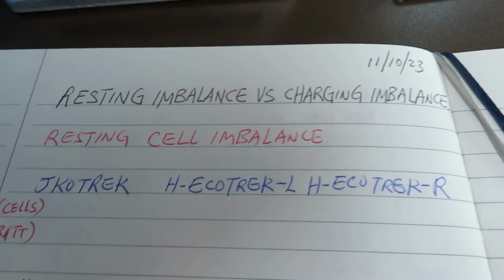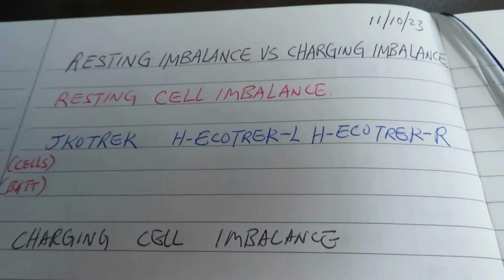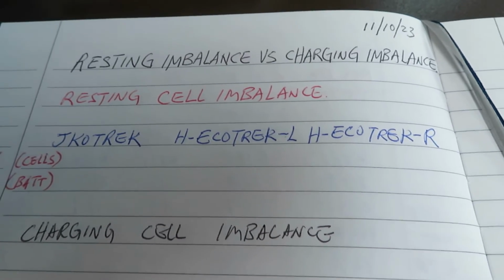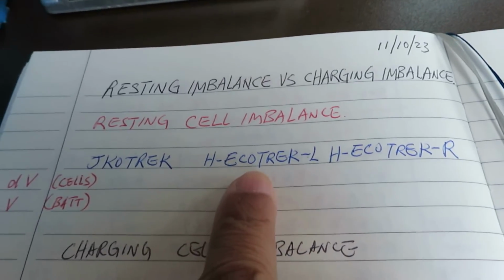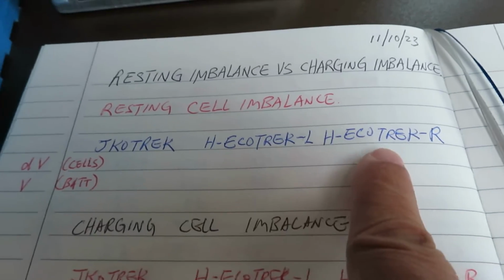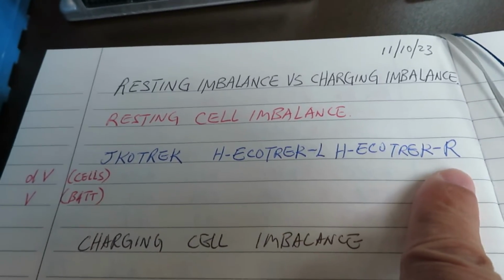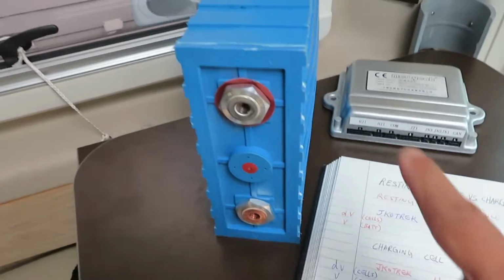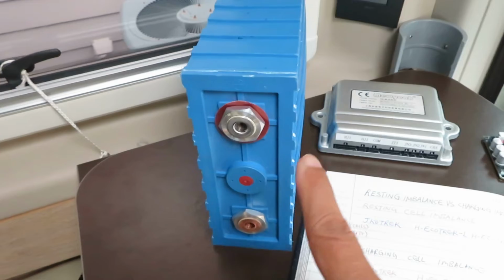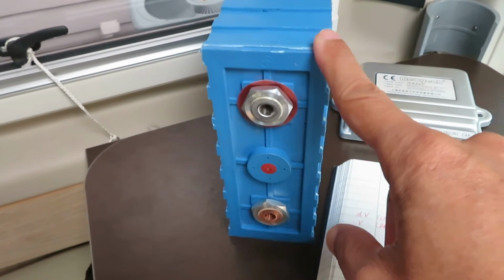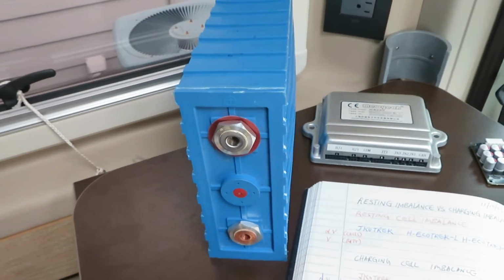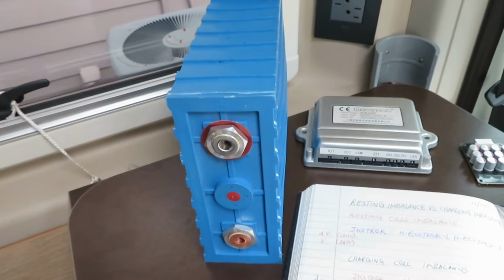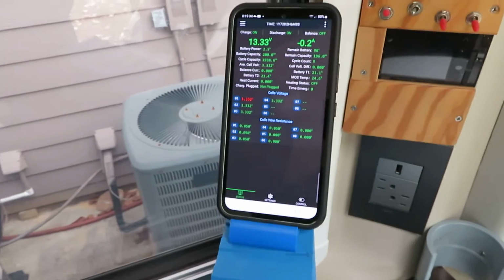So first of all, let me tell you the battery system I have right now. I have a JK battery and also an EcoTrack left-hand battery and EcoTrack right-hand battery. And these are the cells of the three batteries. 200 amp hour. So I have three batteries, 200 amp hours, so I have a total of 600 amp hours at 12 volt each.